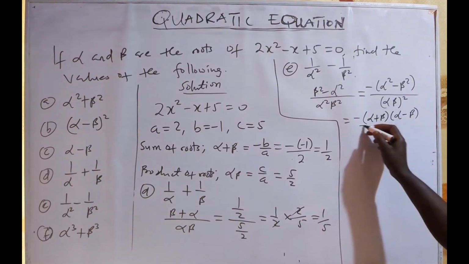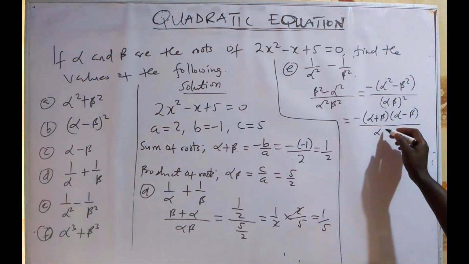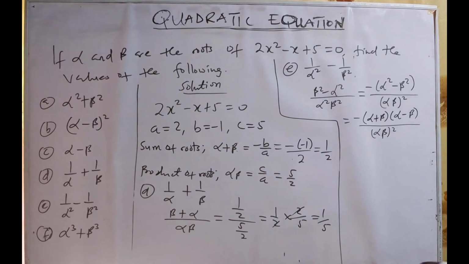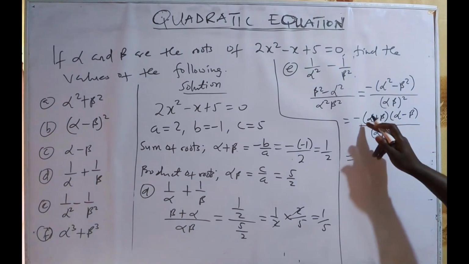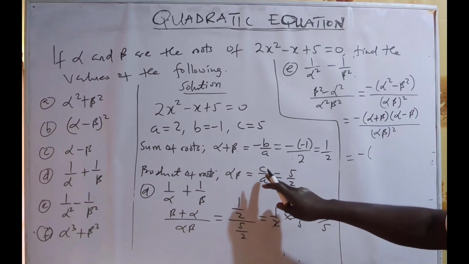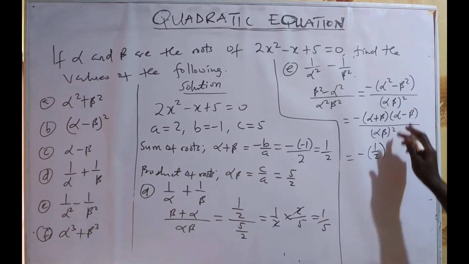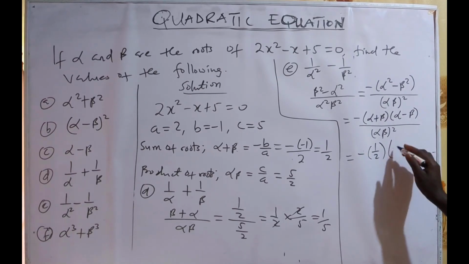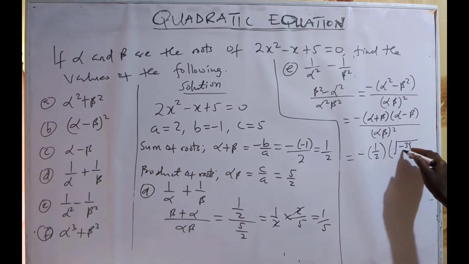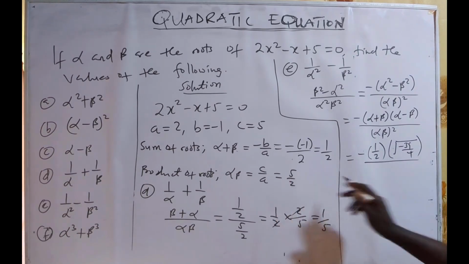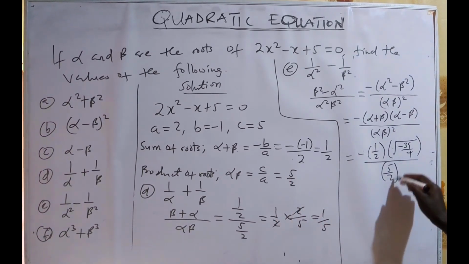All right, all over alpha beta all squared. So here we have what? We have minus alpha plus beta, which is what? 1 over 2. Then alpha minus beta, I think when we calculated, we had what? Square root of minus 39 over 4, right? All divided by alpha beta. Alpha beta is 5 on 2 all squared.